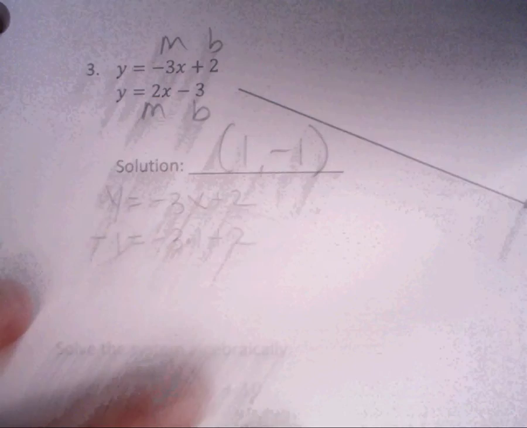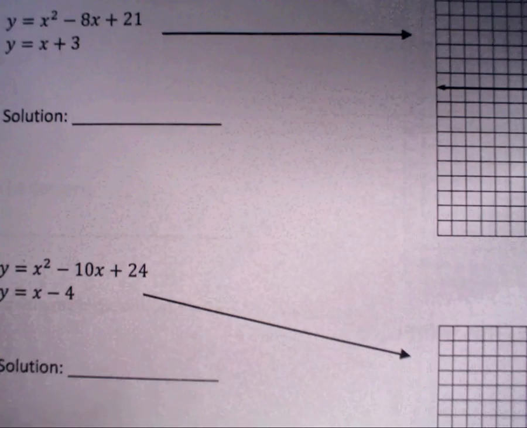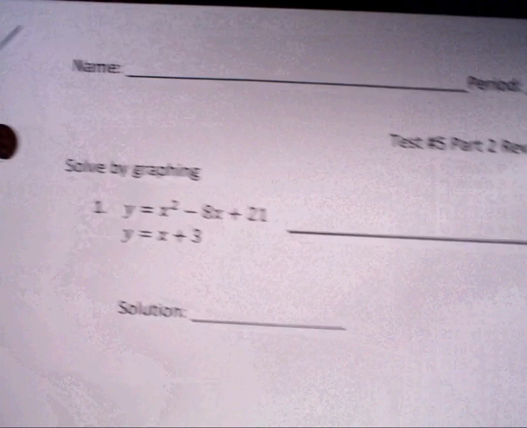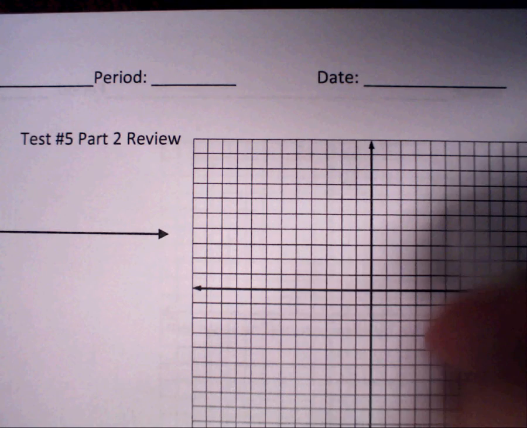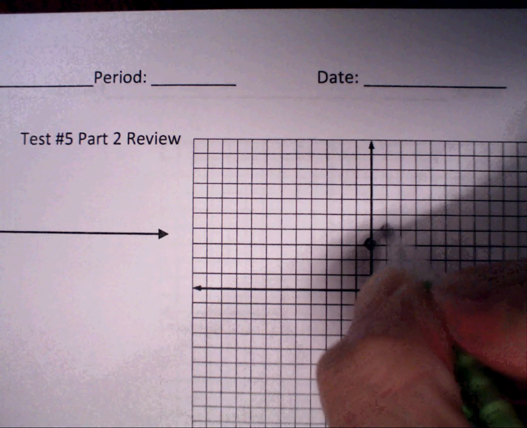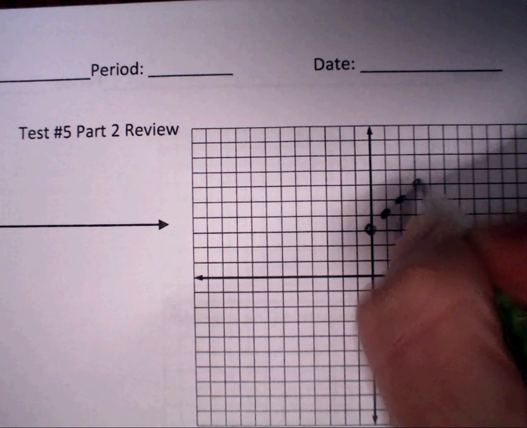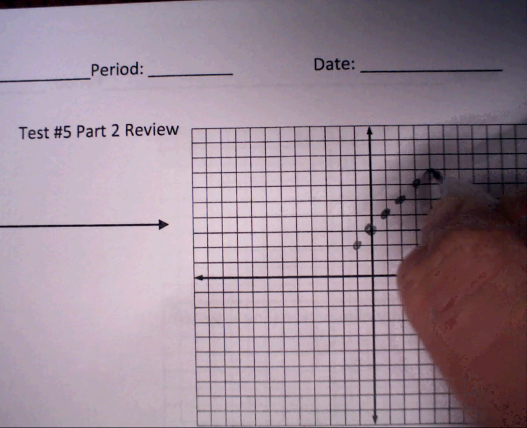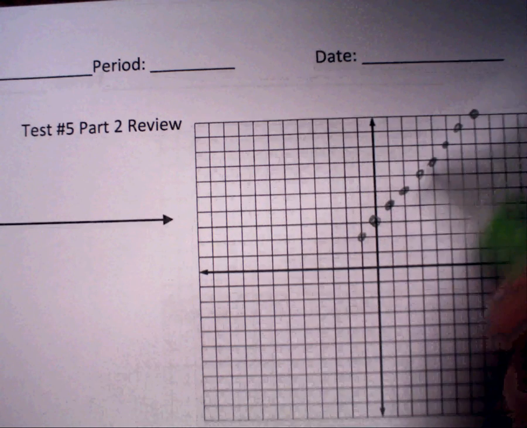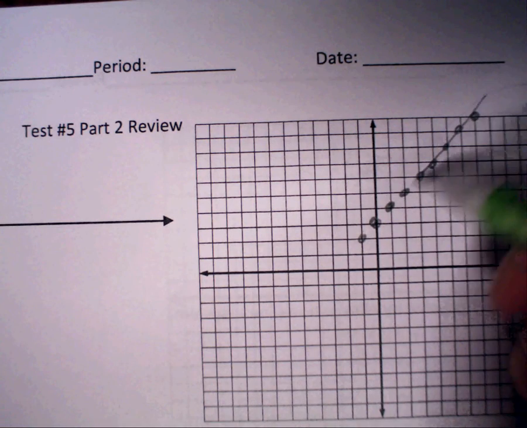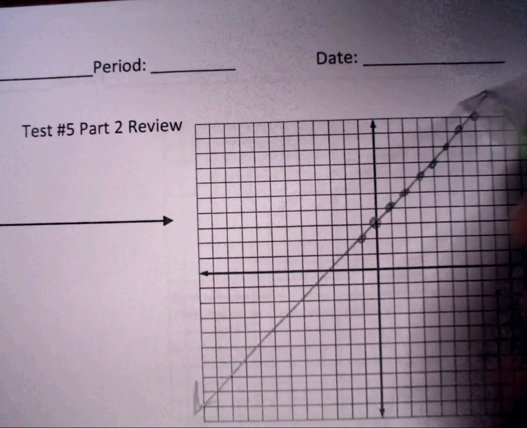Alright, so for number 1, we're going to graph this. We'll start with our linear one. So let's start with the x plus 3. So x plus 3 starts at 3, has a positive 1 slope. I want to make as many points as possible because I really don't know where these might intersect. So the more I put, the better.